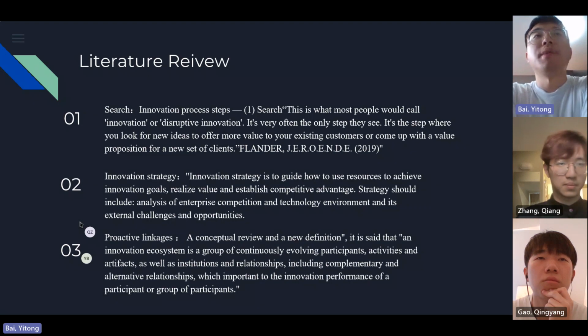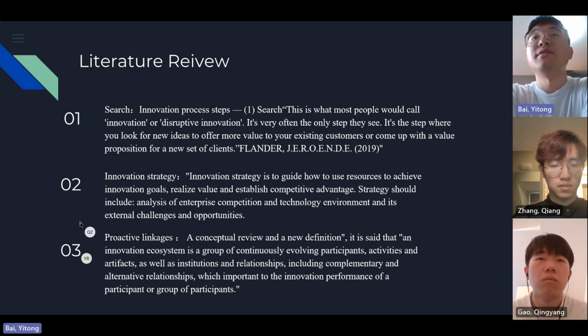Okay, I will talk about the literature review. The first is search. The first step of the innovation process is search. This is what most people would call innovation, or descriptive innovation. It's very often the only step they mention. It's the step where you look for a new idea to offer more value to your existing customers, or come up with a value proposition for a new set of customers.